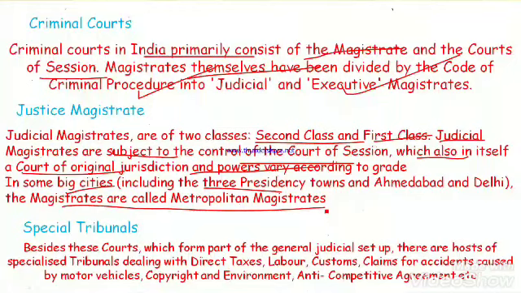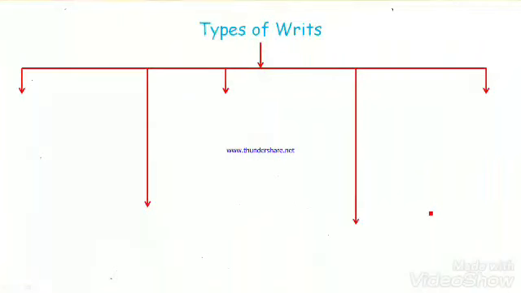And the last one is special tribunals. Special tribunals mean there are some special courts for particular cases. For example, NCLT will cover all the company related insolvency cases. Besides these courts which form part of the general judicial sector, there are those related to direct tax, labor court, customs court. Okay, there will be a court for each matter. So you just have to remember that if there is a specific court for a specific case, then it will go under special tribunals.